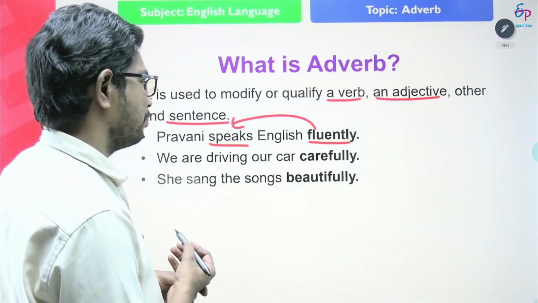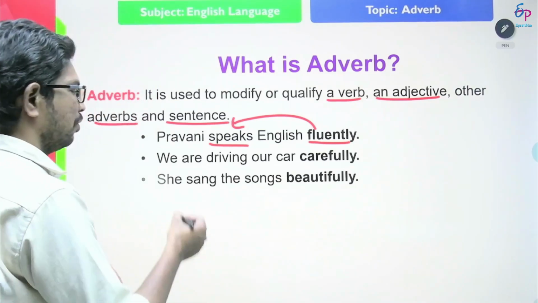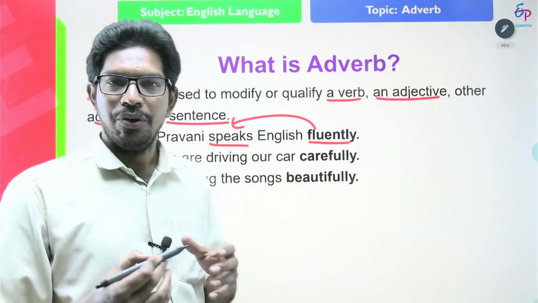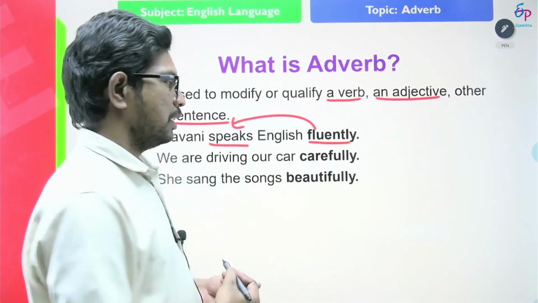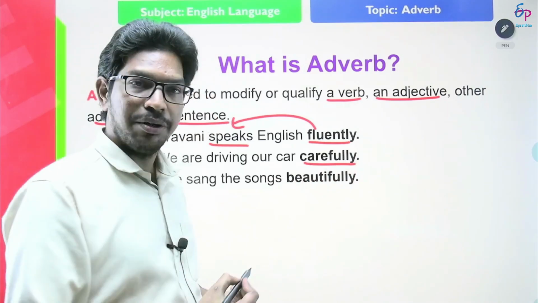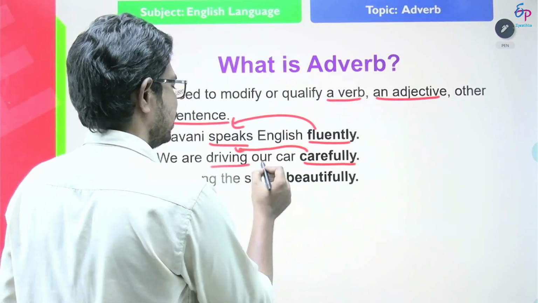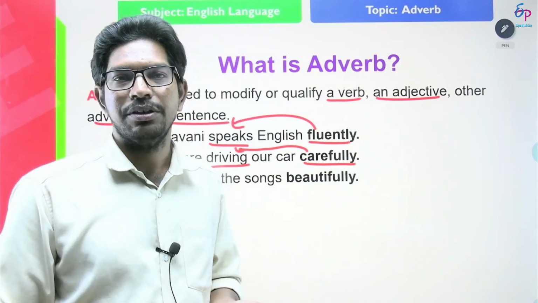Look at another example of how it modifies the verb. We are driving our car carefully. In this sentence, carefully is an adverb that is modifying the verb driving. It is showing how we are driving.